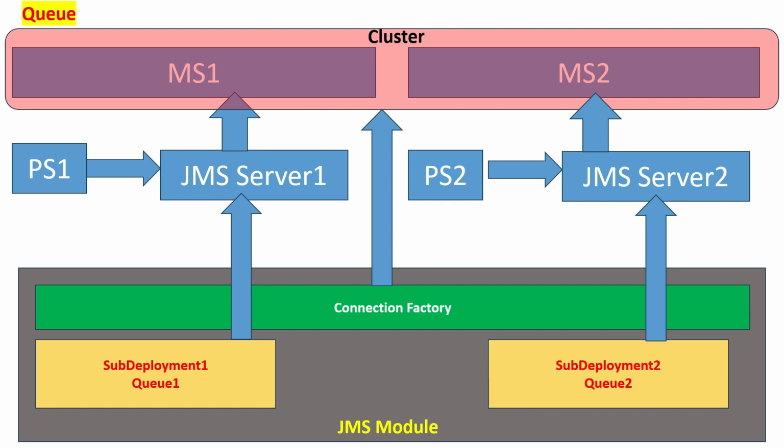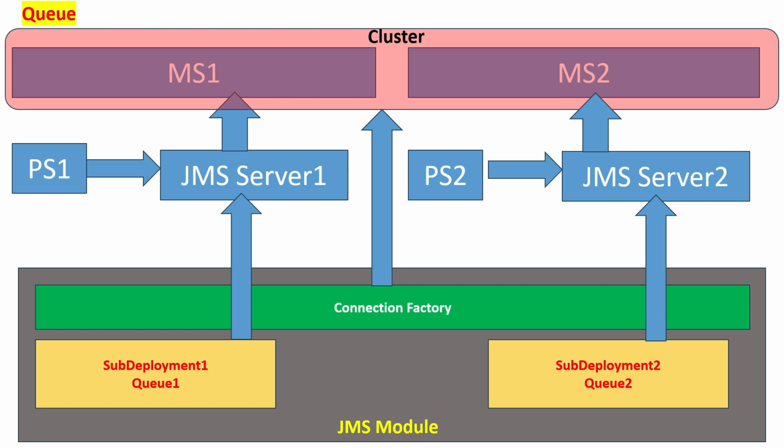Now, if we conclude the architecture in a nutshell for a queue configuration, we have to create a dedicated JMS server for each and every managed server, because this is a singleton service and there is a one-to-one mapping. One JMS server will be targeted to only one managed server, and for each JMS server you will have a corresponding persistent store. Then the connection factory is common, which is required by the application to create the connection to the JMS system. So the connection factory will be targeted to your cluster.